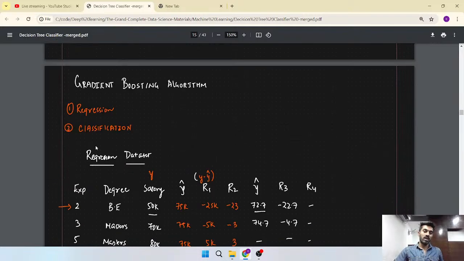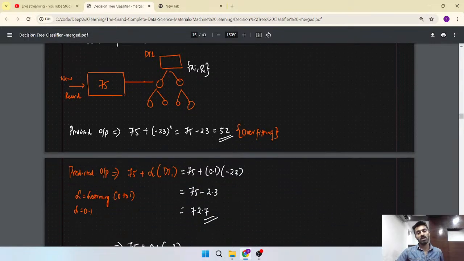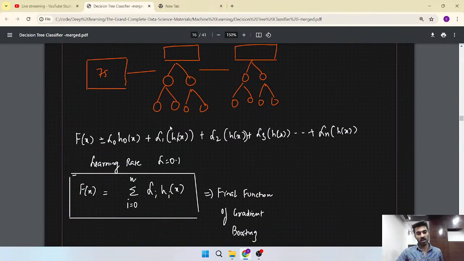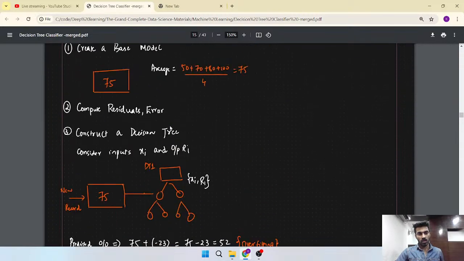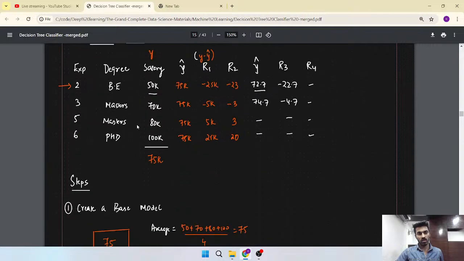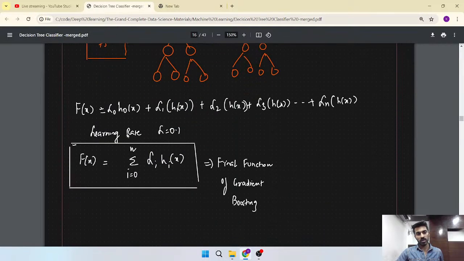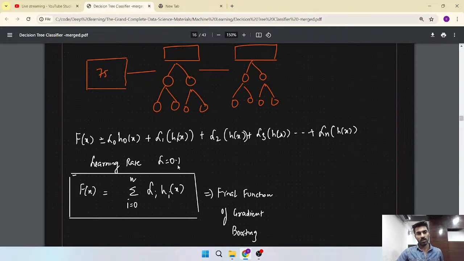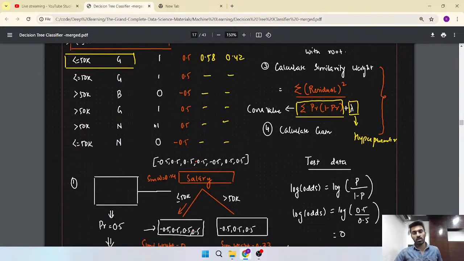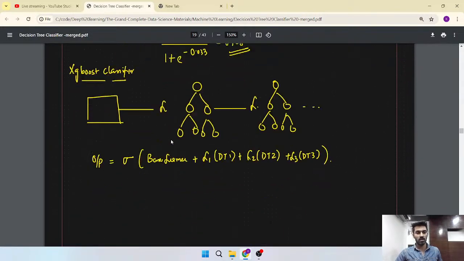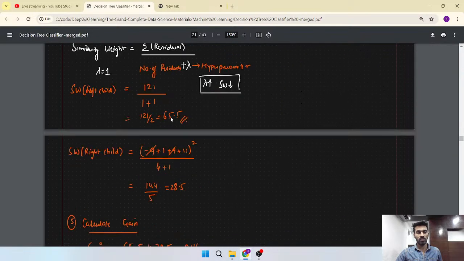Now AdaBoost is done. Gradient boosting algorithm is also there. Let's see this in the second lecture after some time. I think I have covered gradient boosting regression and classification. This is also the same as AdaBoost. Here the learning rate is also there. XGBoost also we will learn in the next lecture. Let's continue with the XGBoost regression ML algorithm.